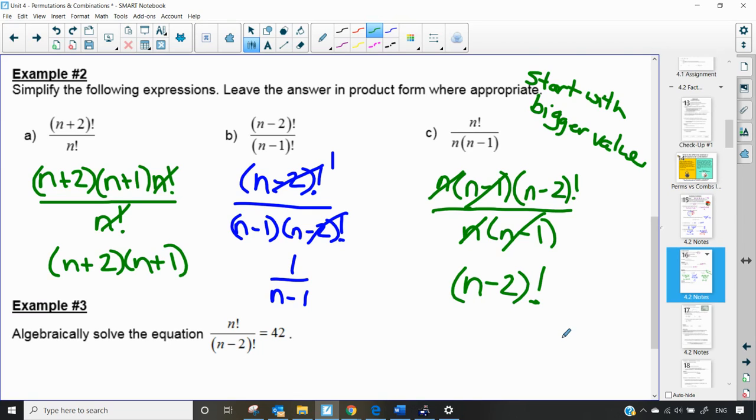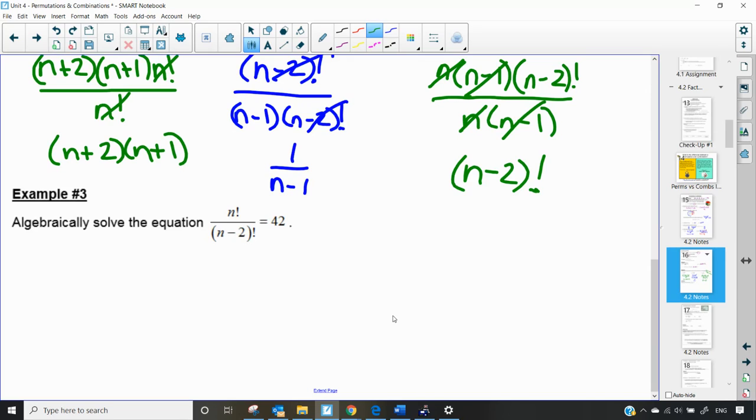Once we know how to break down the expressions, then we can go one step further and get into solving expressions. And we're going to solve by simplifying. So here we have an example. It says algebraically solve the equation n factorial over n minus 2 factorial equals 42.